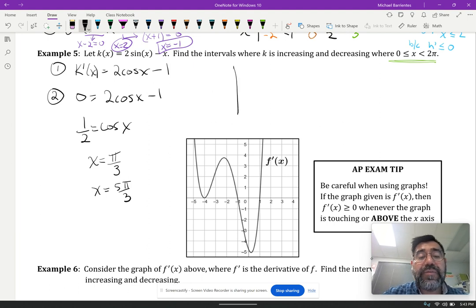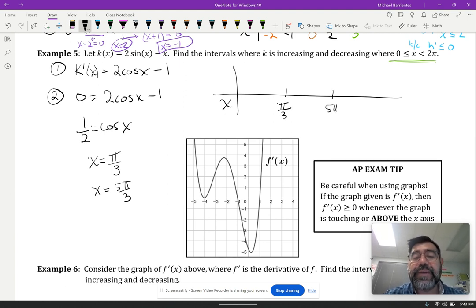Yay! So now let's build our sign chart. I have my x values, pi over 3 and 5 pi over 3. And these are special because k prime is 0 at these 2 points. But now we're going to check points around them. Let's check points to the left of pi over 3. How about pi over 2? I'm sorry, pi over 4. Pi over 4 is less than pi over 3.